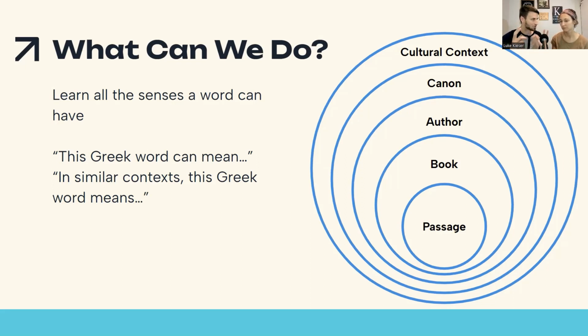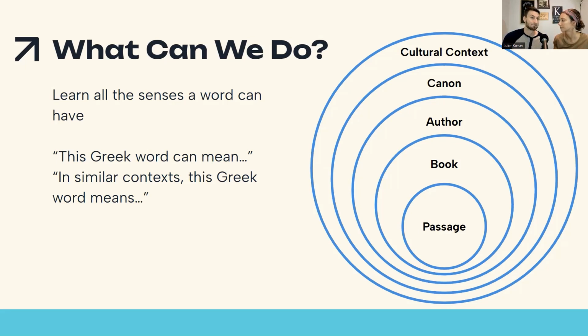And I like to think in concentric circles. So looking at your passage, how is this word part of the argument of this passage? Then look at the book. How is the word a little bit broader? How is the concept shaped throughout the book? The word by the same author. Often authors wrote multiple books. Paul wrote multiple letters, and then looking at how Paul uses it in his letters. Then the rest of the canon, the New Testament, Old Testament, how is that used? And then cultural context, right? The rest of either the ancient Near Eastern world or the Greco-Roman world.